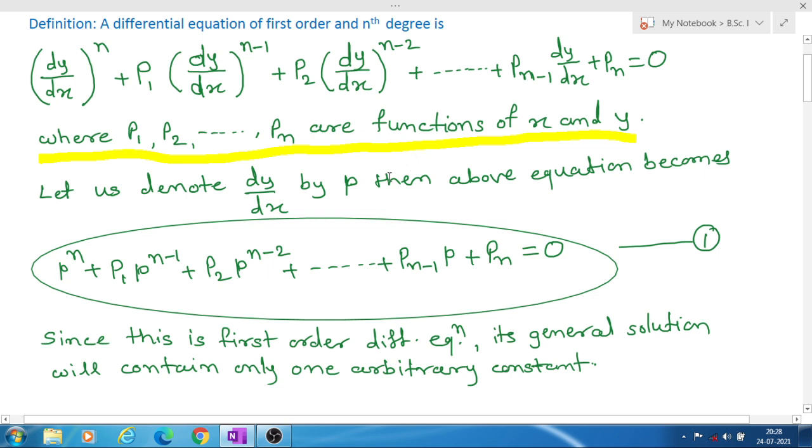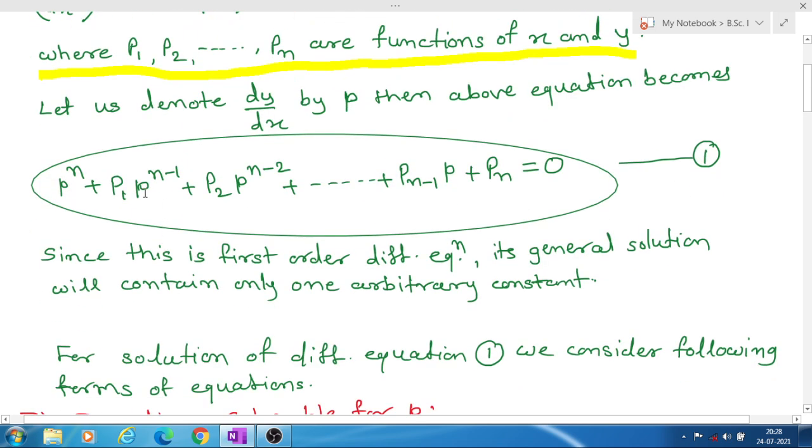Remember this. In the last chapter we have seen linear differential equations with constant coefficients. In that differential equation p1, p2 were only constants, and here these p1, p2 are functions of x and y. So remember this. Now in this equation we denote dy by dx by small p.